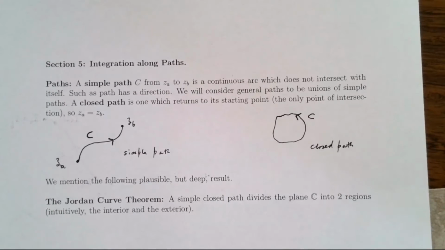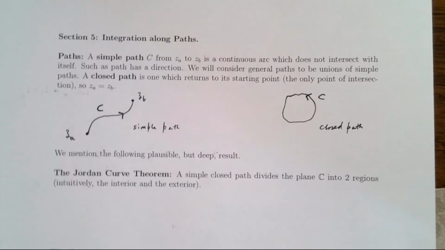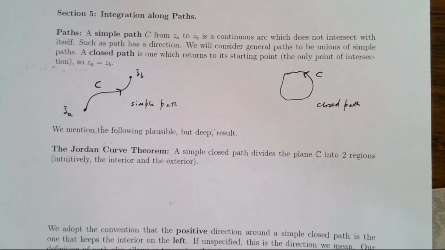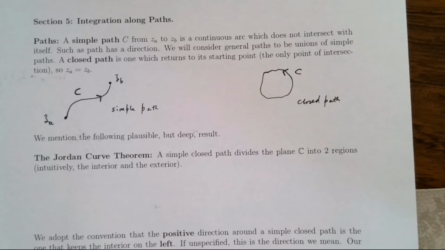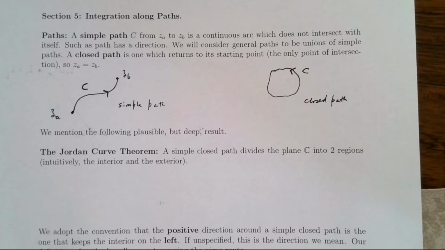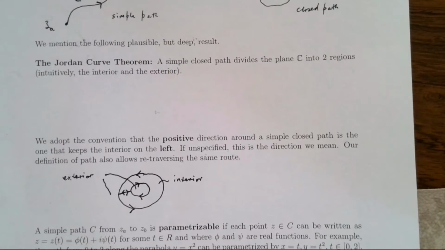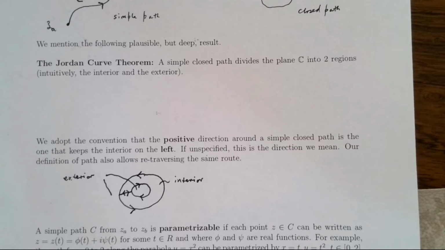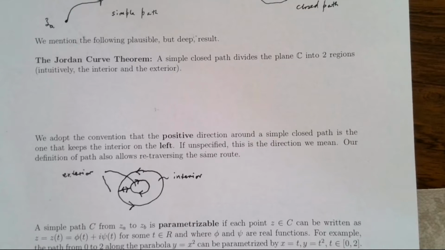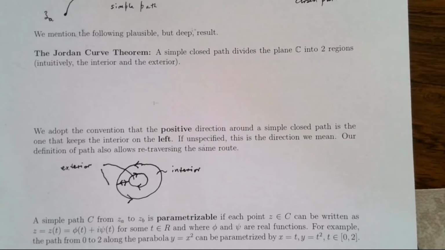I mentioned in passing this very plausible but in fact very deep result, which is very hard to prove, and it simply says that a simple closed curve divides the complex plane into two regions, intuitively what we call the interior and the exterior. We're going to adopt the convention that the positive direction around a simple closed path is one that keeps the interior on the left. If unspecified, this is the direction we mean.